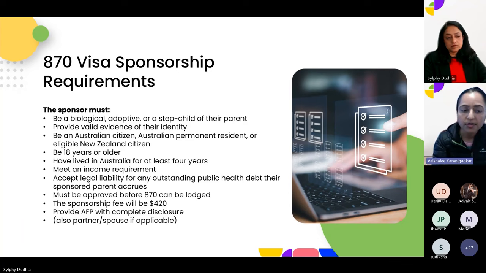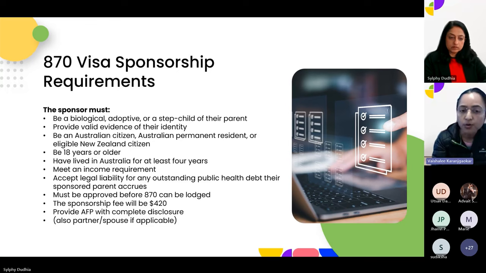Now, the sponsor must have lived in Australia for at least 4 years before applying for sponsorship. It doesn't need to be exactly as a permanent resident or a citizen, but they must have resided in Australia for at least 4 years. They should meet the income requirement. In the next slide, I think we will cover what the income requirement is, but just to highlight, it's somewhere about 84,000 a year.